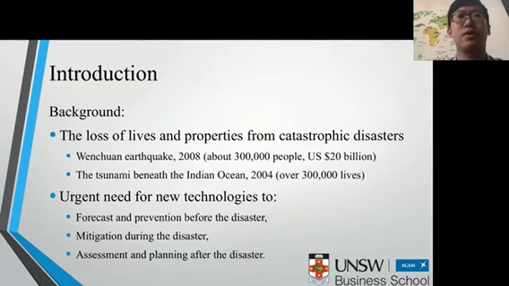Nowadays, people pay more and more attention to the loss of lives and properties from catastrophic disasters. The catastrophic events can cause huge loss of lives and properties, and there are some examples as follows. Therefore, there is an urgent need for new technologies to forecast and prevent before the disaster, mitigate during the disaster, and assess and plan after the disaster.